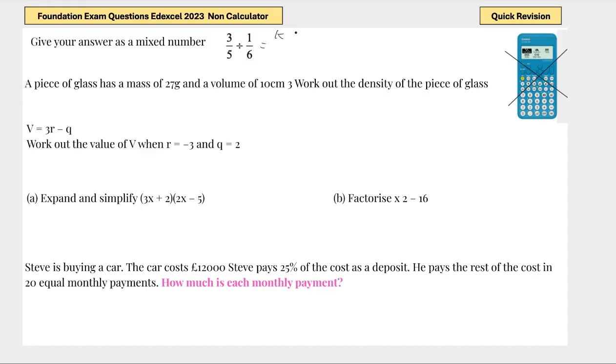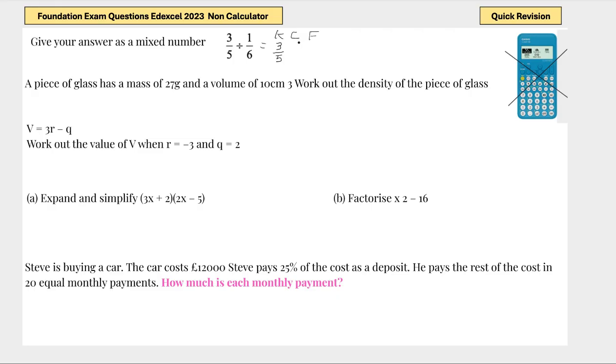So it's keep, change, flip. I say KFC, for this it's KCF. That's how I remember it. So that means keep. So we're going to keep our fraction the same. So it's just going to look exactly the same.